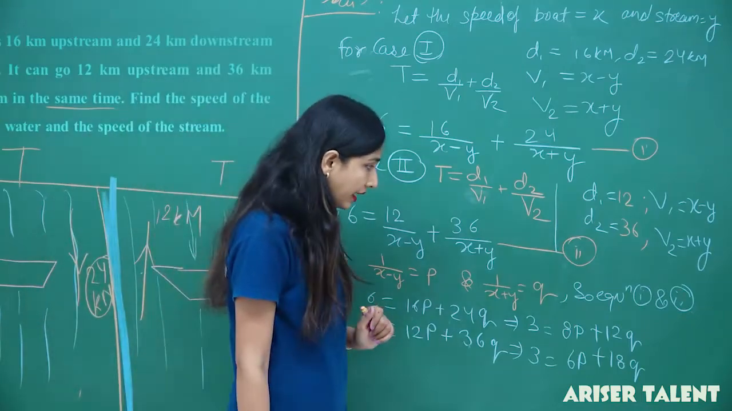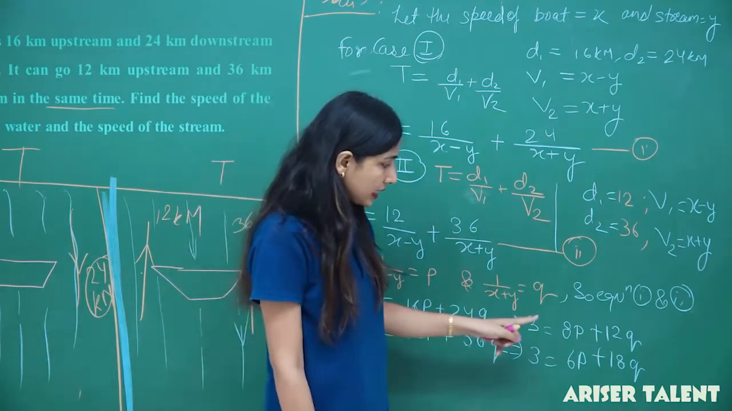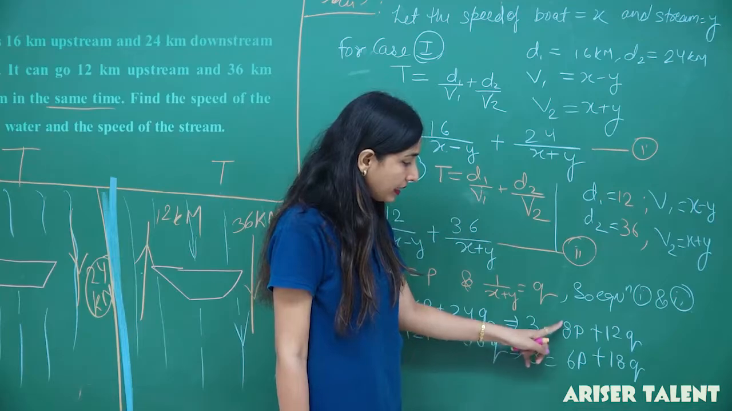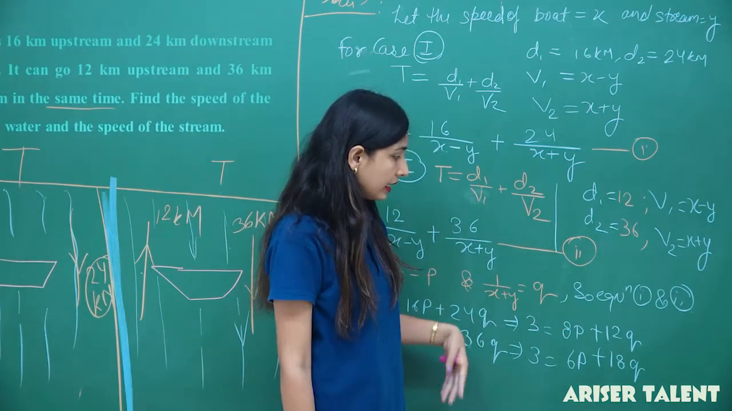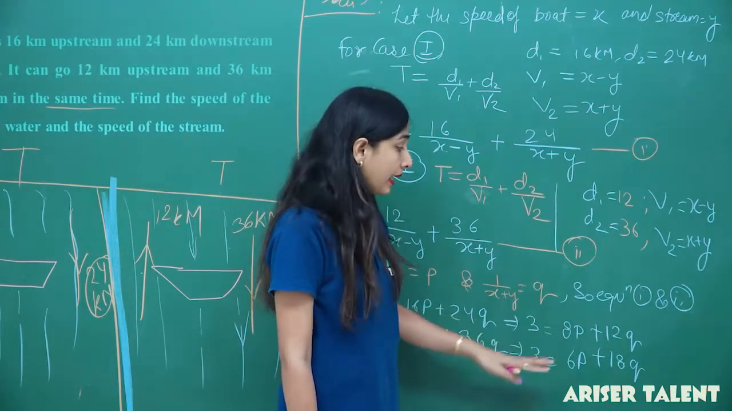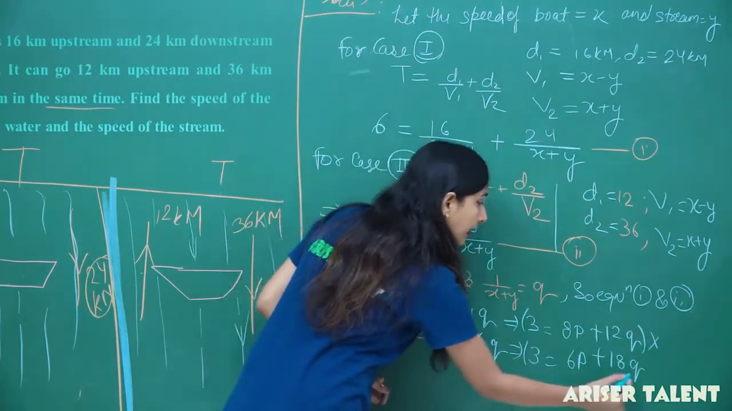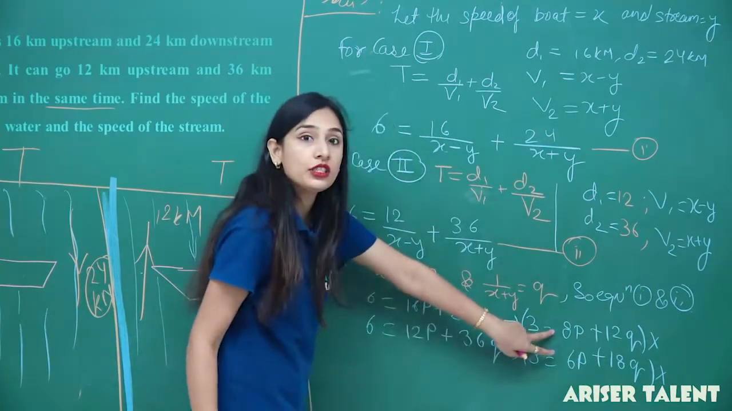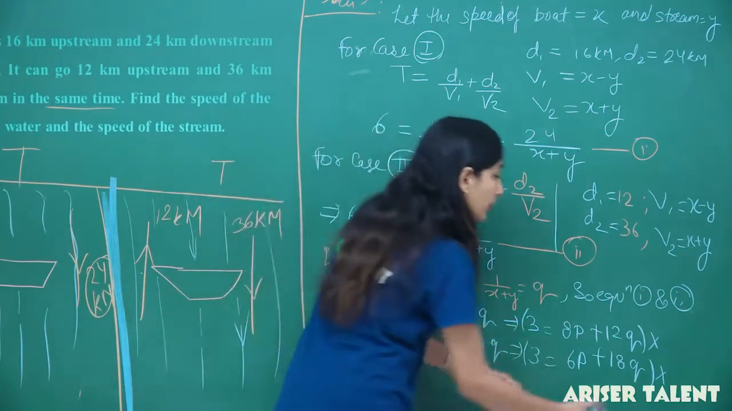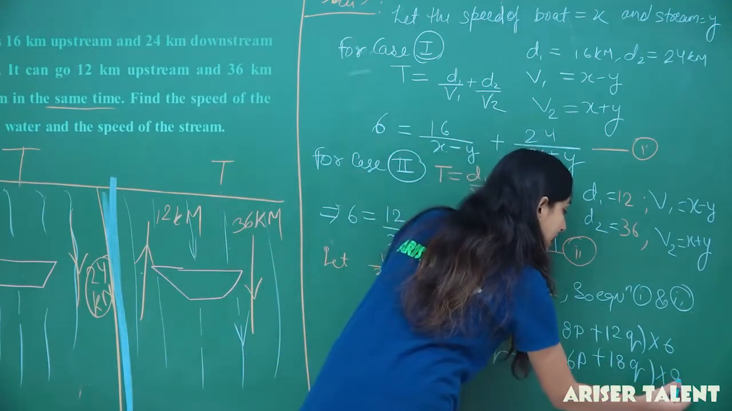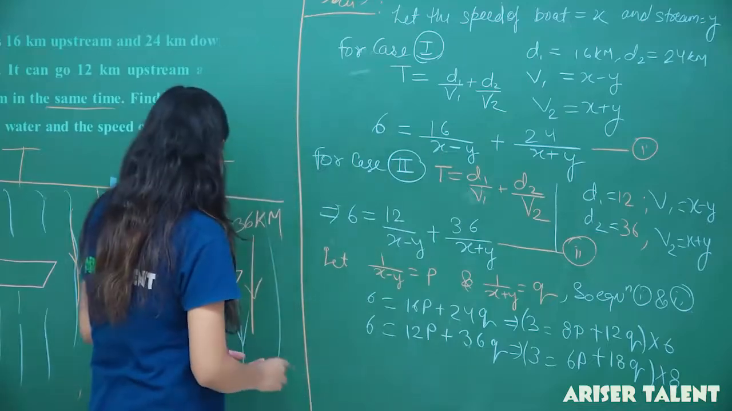Now, what can I do here is, I can just make these coefficients equal and then subtract them. Now, can I multiply this and this to make the coefficients equal? What will we do? Multiply it by 6 and multiply it by 8, right.